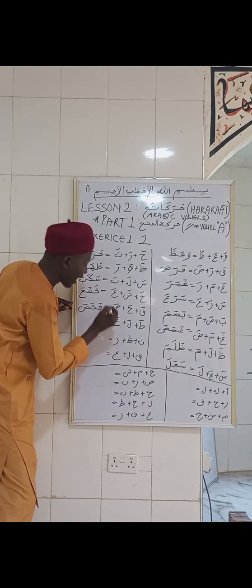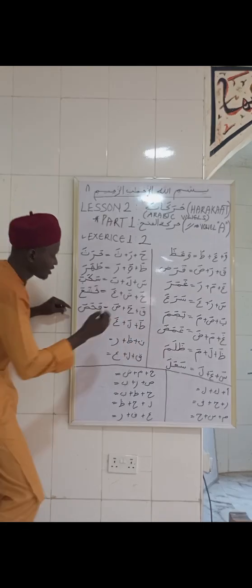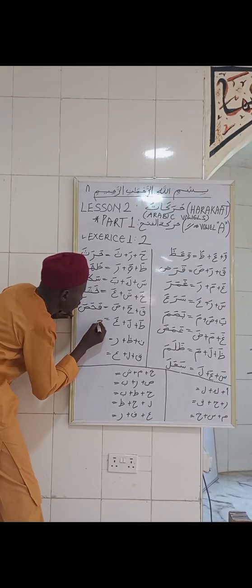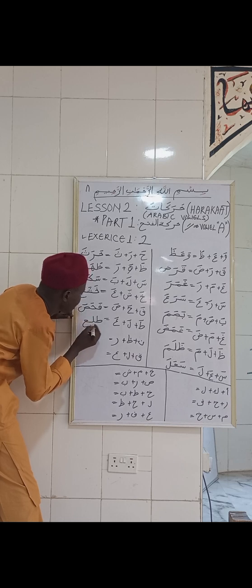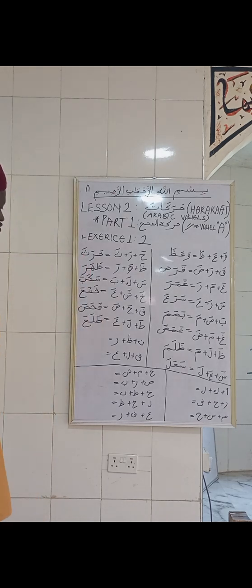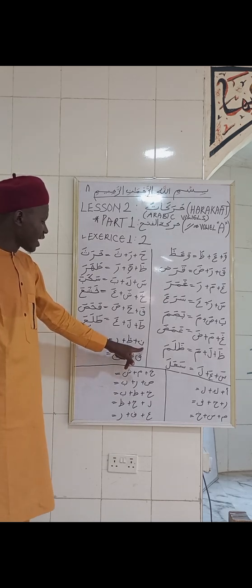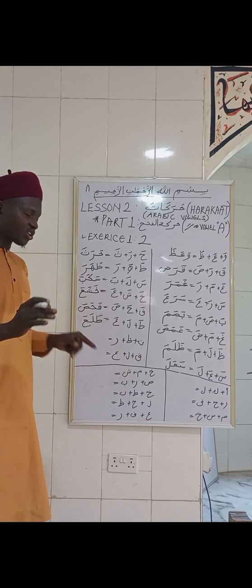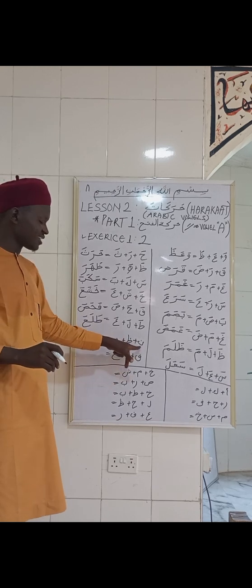To-la-a. So, this is how to write to-la-a. To can be joined with lam. Lam can be joined with ain. To, la, a. So the next one is what? Na. The way the author writes it, if you are not careful, you think it's that.